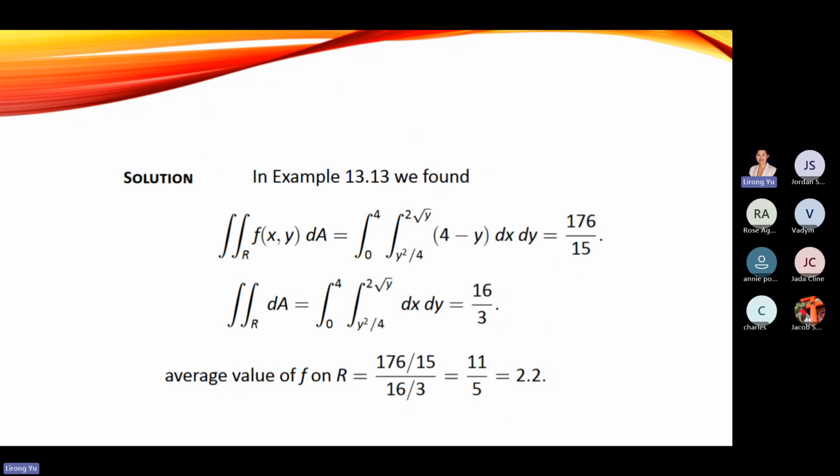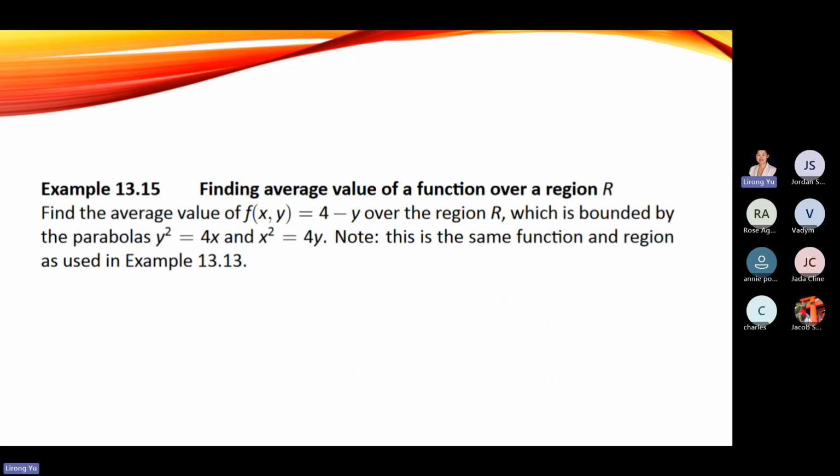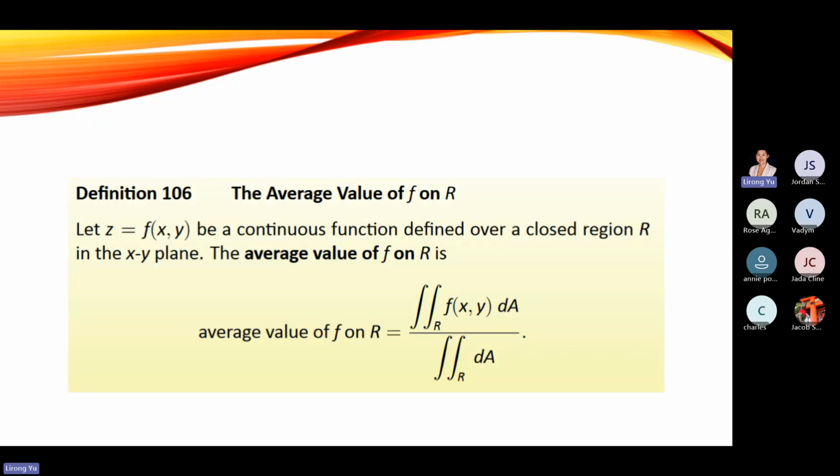It seems to make sense. I mean, the y value seems to be somewhere in there. So on average, 2.2. Any questions? So this is a definition. You're writing the volume calculation as the numerator, but it gives the actual average value of the multivariable function. It seems to make sense.